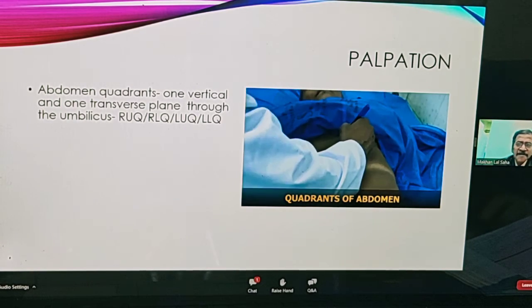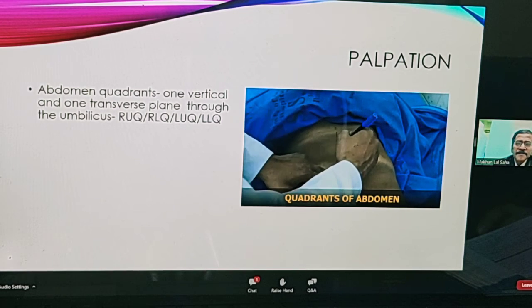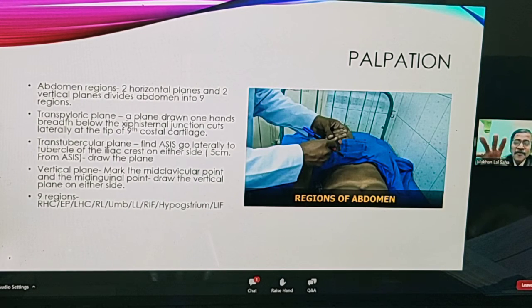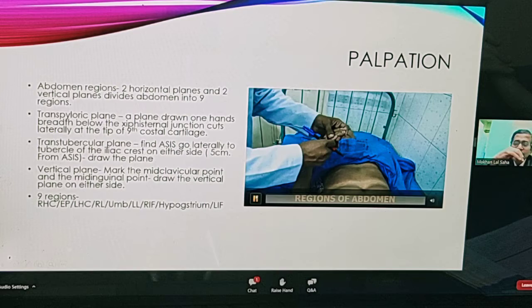The next is, we can divide the abdomen into regions as we do in the standard anatomical division. This is often a question the examiner asks: how do you find the right hypochondriac region? How do you find the basic region? So you can divide the abdomen into regions. This is the method: you draw the different planes.